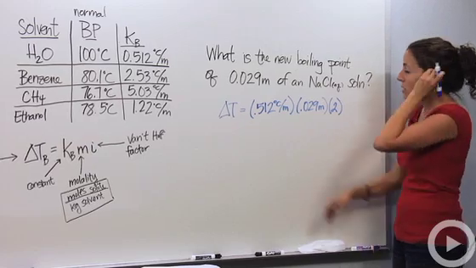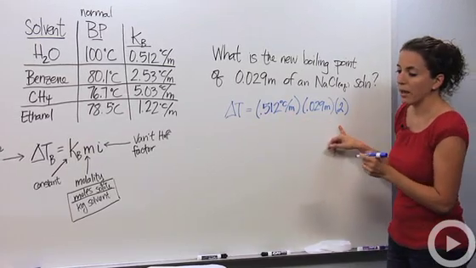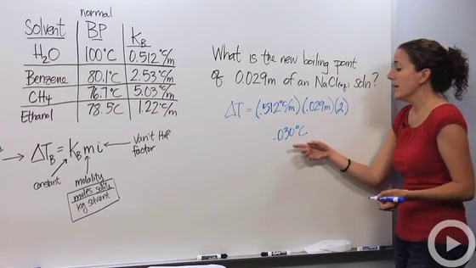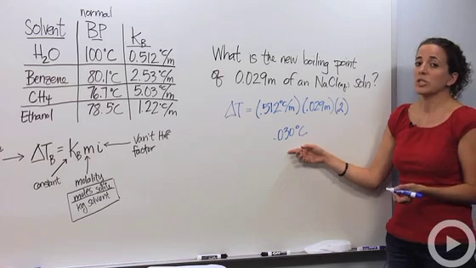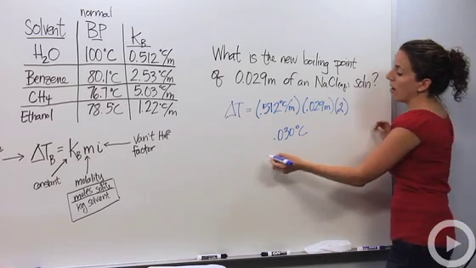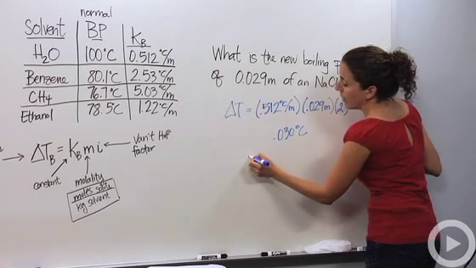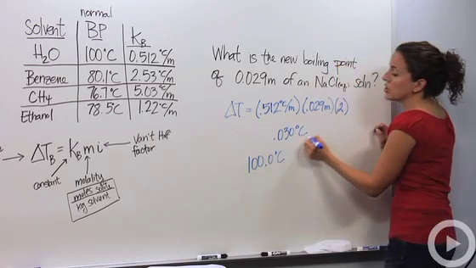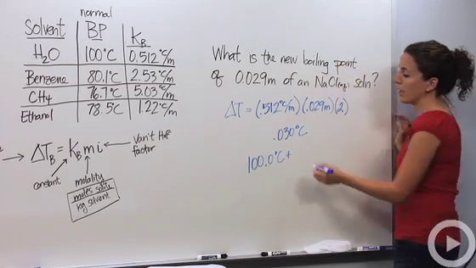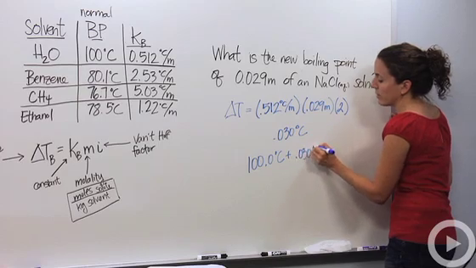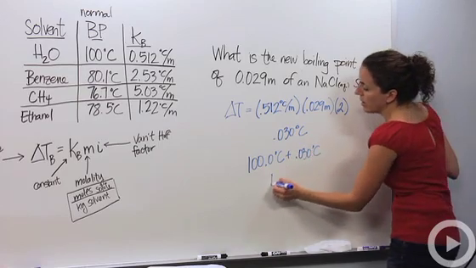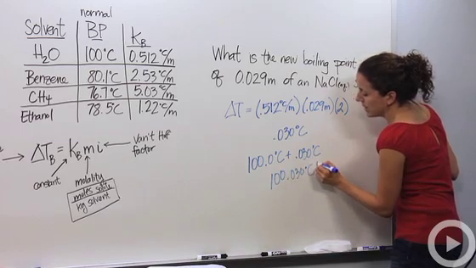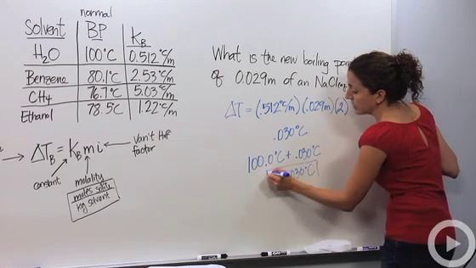Okay? So we multiply all of these together, and we should get 0.030 degrees Celsius. This is not our new boiling point. This is just the change in boiling point. Our original boiling point was 100 degrees Celsius. It's going to increase, because we know it's elevating, by 0.030 degrees Celsius. And so our new boiling point of this solution is 100.030 degrees Celsius.